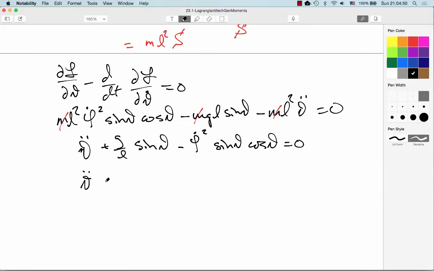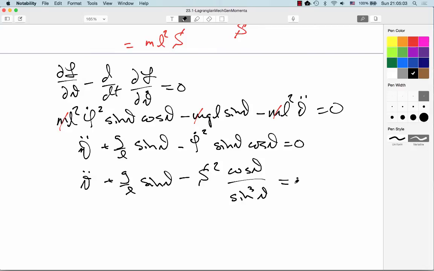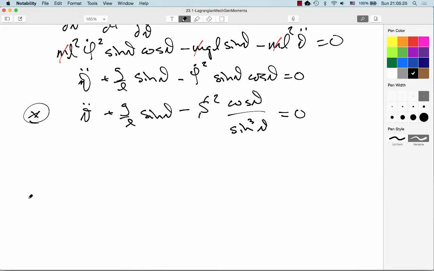So theta double dot plus g over L sine theta minus the square of the spin, which is a conserved quantity, cos theta over sine cubed theta equals 0. We'll be back to this guy. We'll call him star. All right. Now, that looks really ugly to solve. But maybe we can make some headway by first analyzing the limiting cases. Always a good idea. Maybe you can get some information from that. So let's look at some limiting cases.